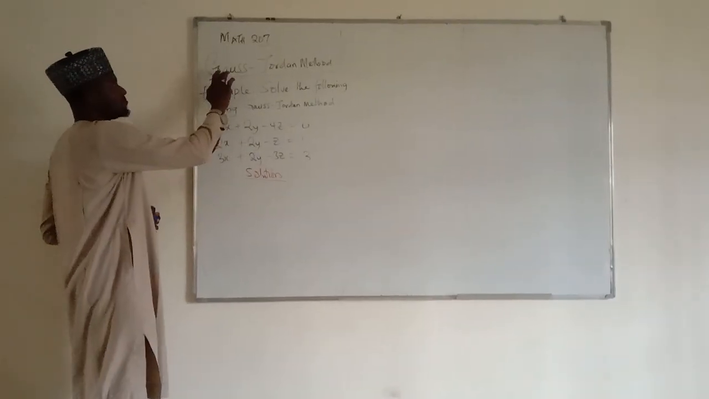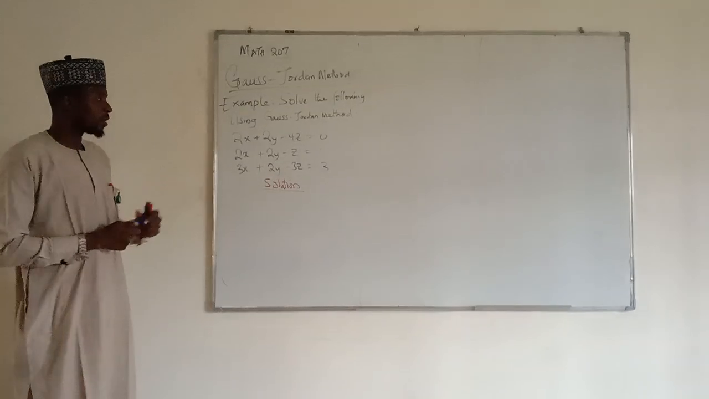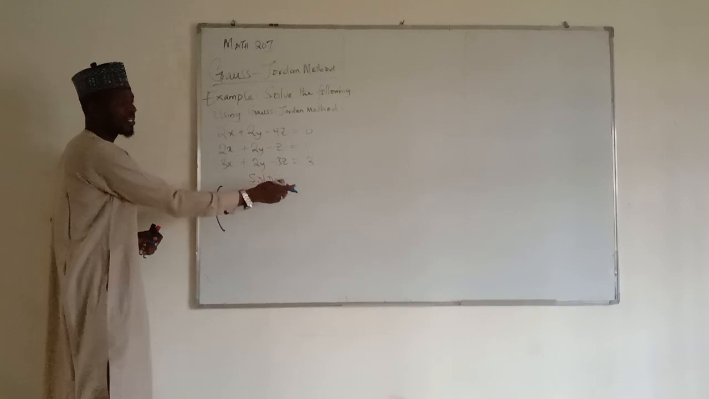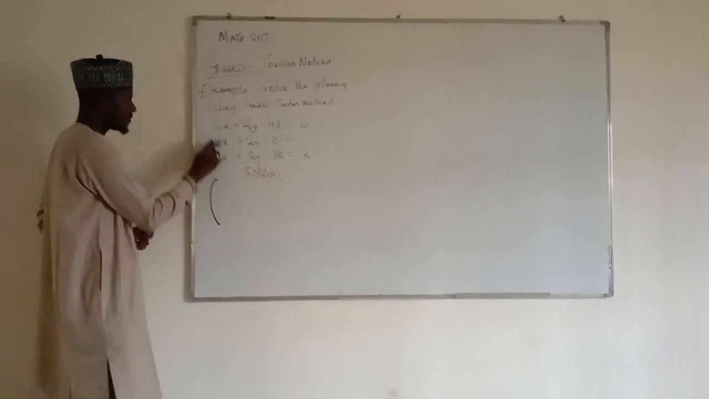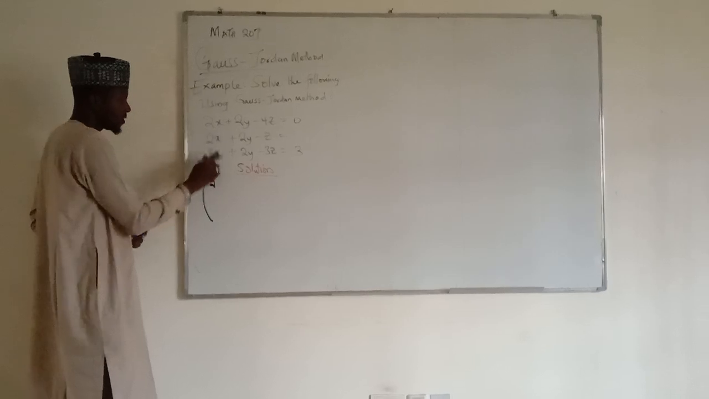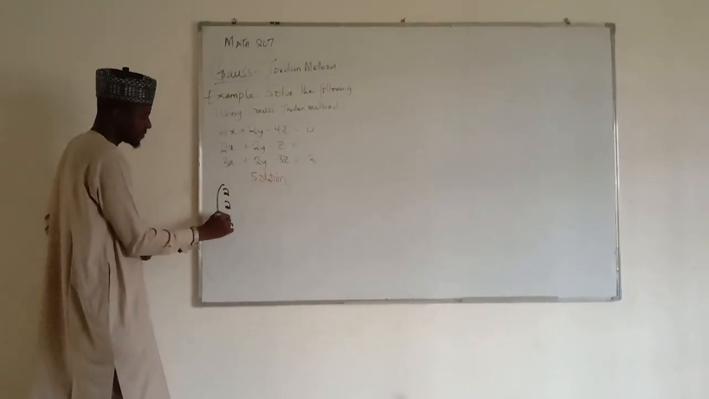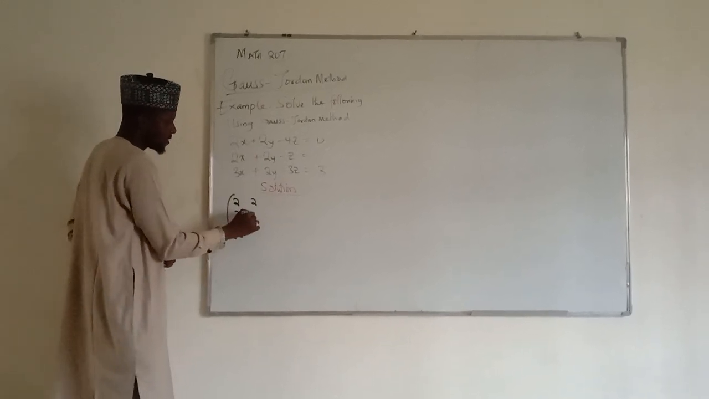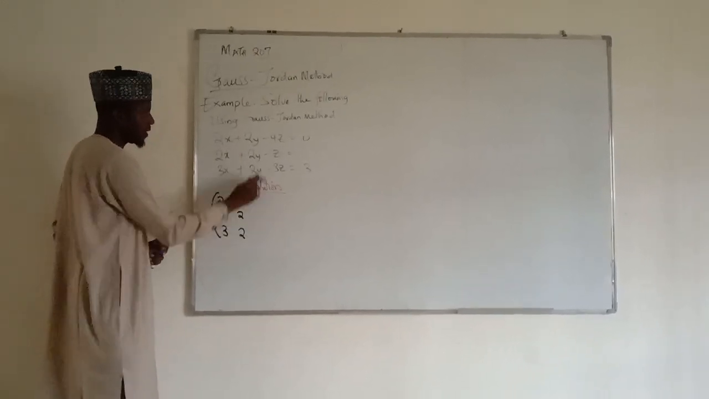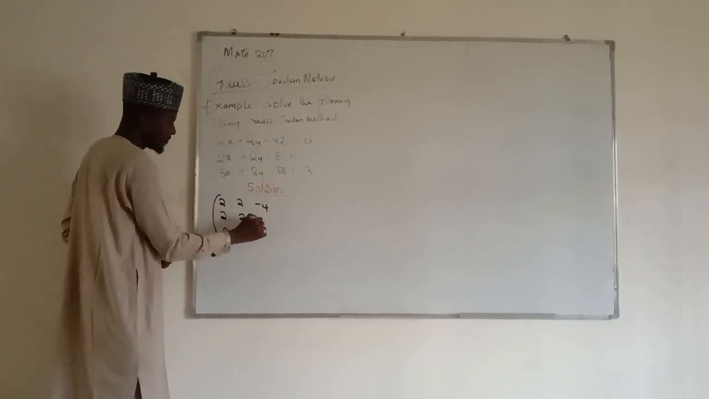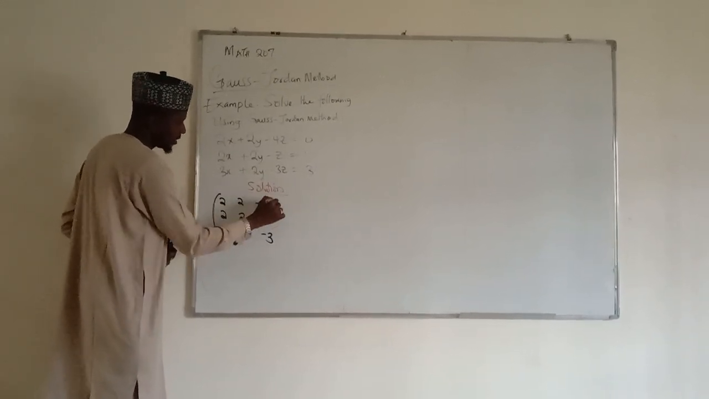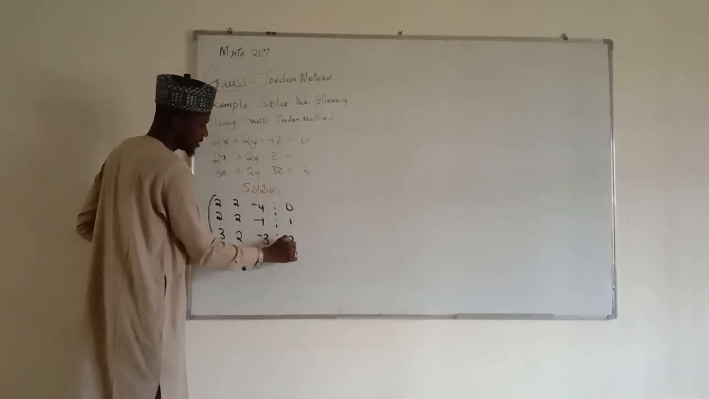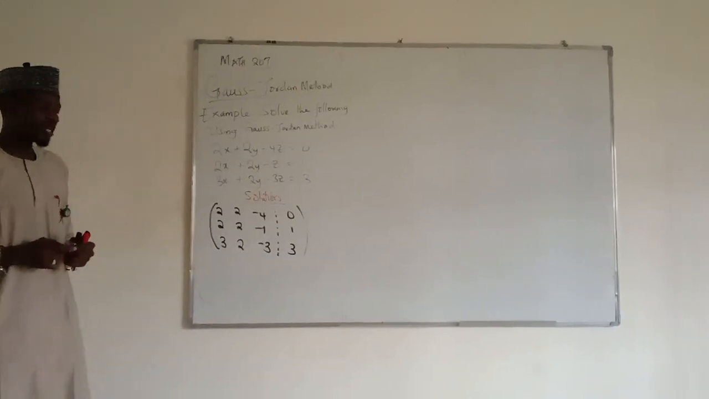So we're going to use this Gaussian method to solve. We have these equations. Remember, the first thing is to transform this into matrix form. The coefficient of x is 2, 2, and 3. The coefficient of y is 2, 2, and 2. Then this is minus 4, minus 1, minus 3. Then for the final answer, we have 0, 1, 3.